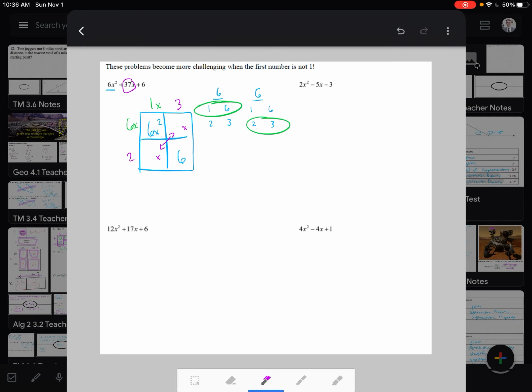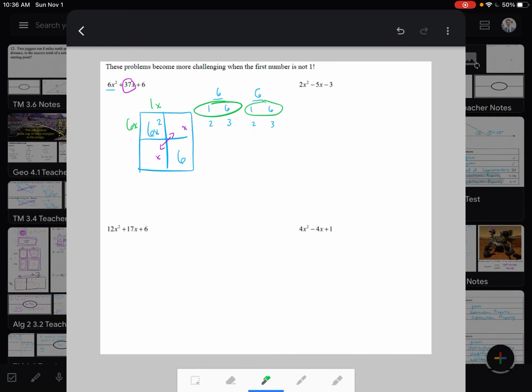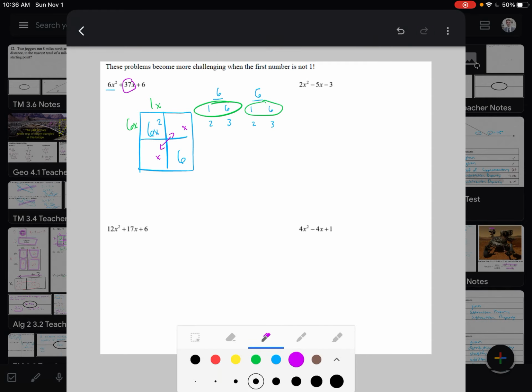But a good thing to check here is, what if we did it the other way around? What if we did 3 times 2? Maybe this will get us a little bit closer. So what if you had 18 and 2? Okay, better, right? We're closer to 37. We have 20, but still not there. So it looks like our combination of 6 and 1 for the first term and 2 and 3 for the last term, that's not it. So let's try another combination.